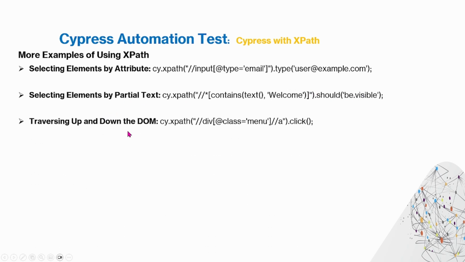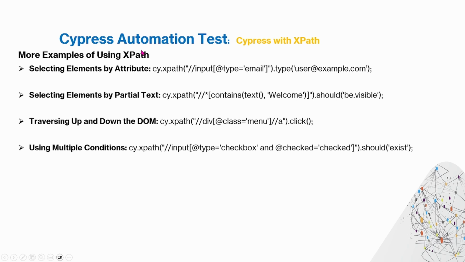Something else you can do is traverse up and down the DOM structure. For this one, we're searching for this menu, and after we find the menu, we're finding the option A within the menu, and then we're clicking that. XPath also allows you to check multiple different conditions. For example, you can check if this input is both a type checkbox and also that it's already been checked. So there's two different conditions right here.